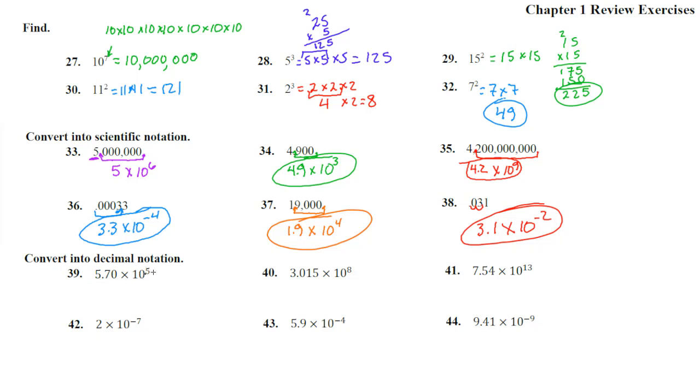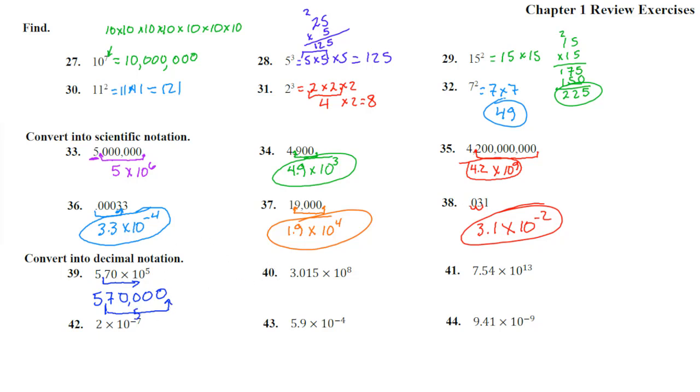5.70 times 10 to the 5th power. So converting into decimal notation means we're actually going to do this multiplication, so that 10 is gone. That's what we're looking for. So we've got to move it 5 places that way. So let me see. There's 1, 2, 3, 4, 5. So it's 570,000. You can count it from here over to there, it was 5 places. Good.